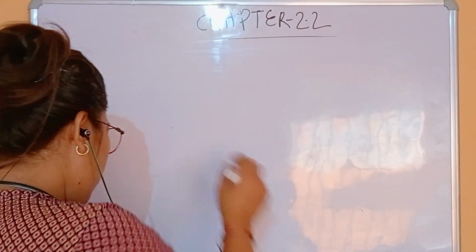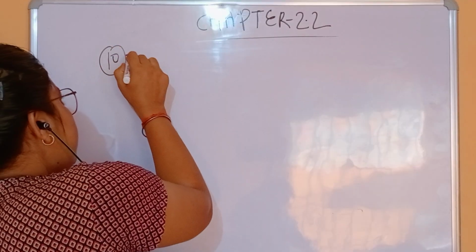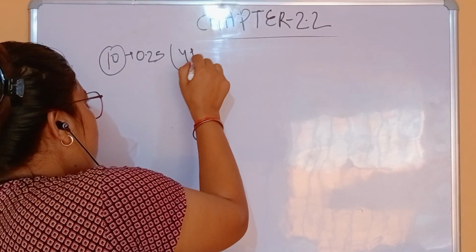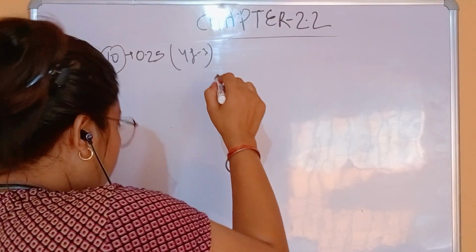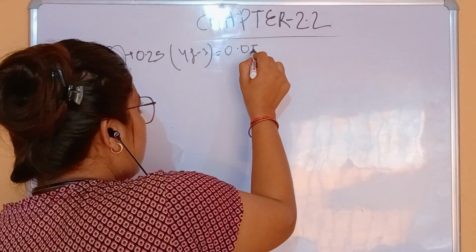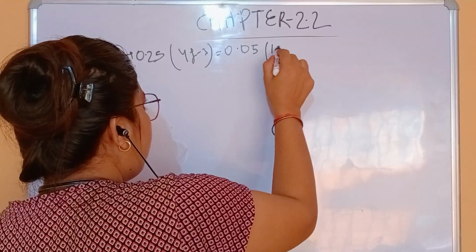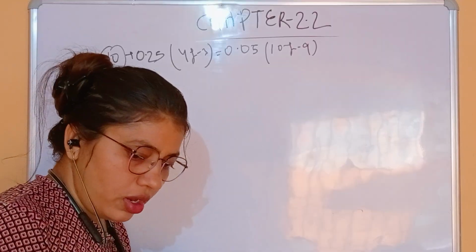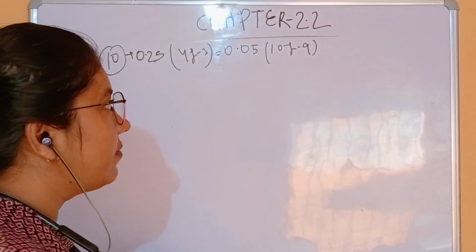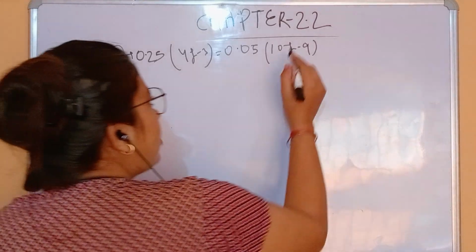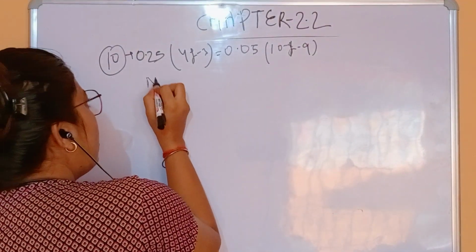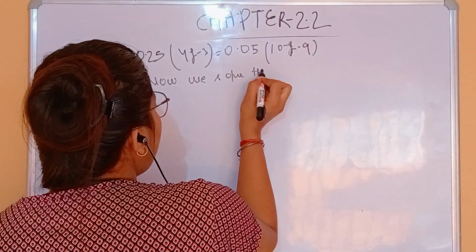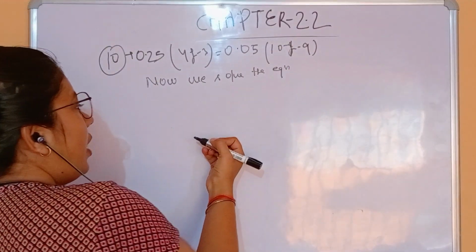The tenth question given in your book: 0.5(0.25(4f - 3)) equals 0.05(10f - 9). First we solve the equation, then find the value, then check whether the value is true or not. So now we solve the equation.